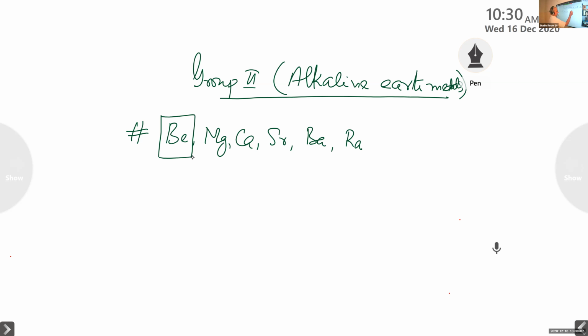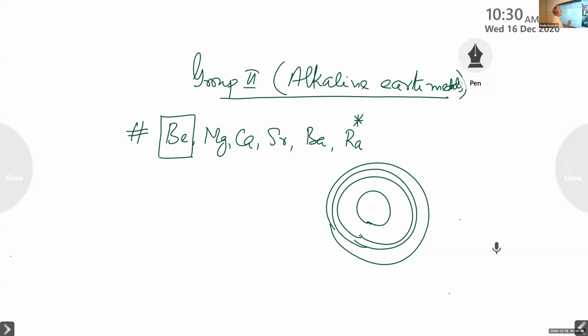Then, among these, radium is a radioactive metal. Radioactivity, you know, what is radioactivity? Do you remember that? Say, we have the atomic nucleus, and we have the orbit. So this is the nucleus of the atom. From the nucleus of the atom, some kind of mysterious radiations are coming out. And that process is called radioactivity.